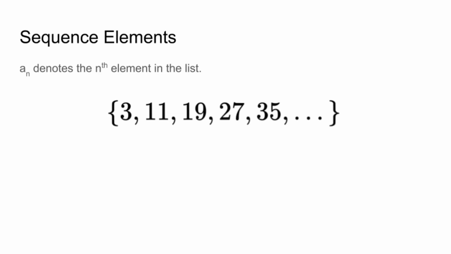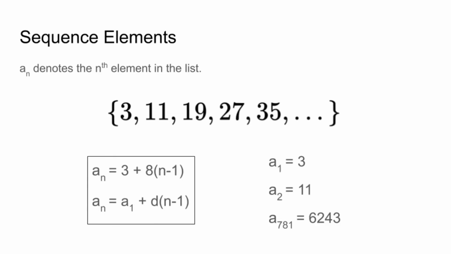The powerful thing here is that we can just come up with a formula right off the bat, so questions like that become really easy. We know the first element in the list and the common difference, and that's all you need to know to find the nth element in the list. If you think about it, to find the 781st element in the list, you add 8 to the first element 780 times, or n minus 1 times.